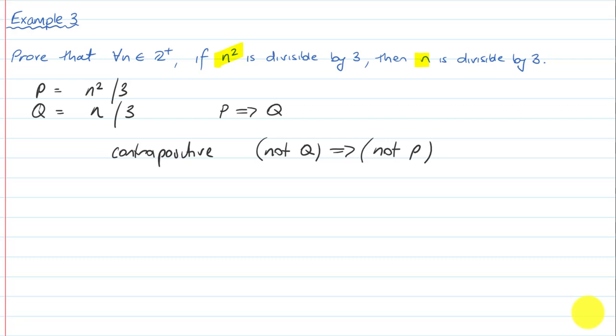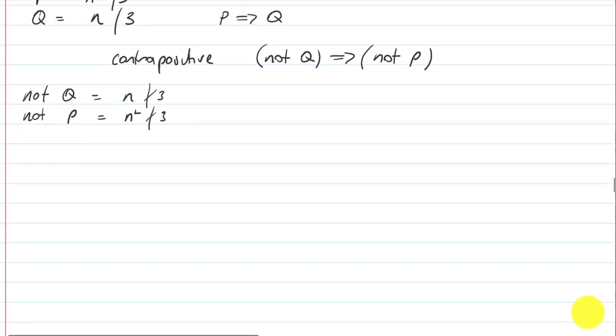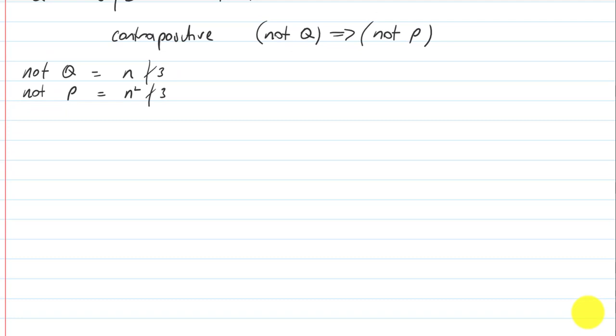So let's have a look. Firstly, not Q is n is not divisible by 3, and not P is n squared is not divisible by 3. So this is how we're going to do it. It's going to seem like it takes a little bit longer, but actually it's the best way to go for this problem in terms of using contrapositive. It works out quite nicely.